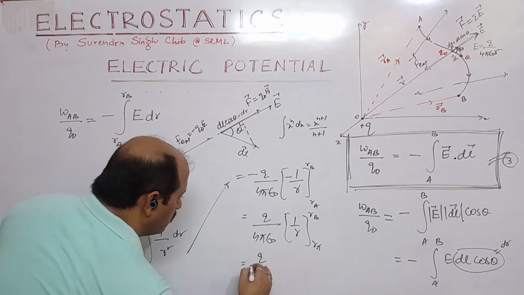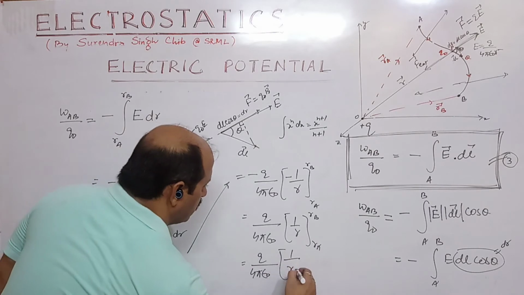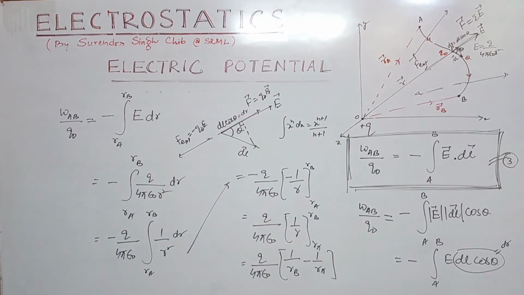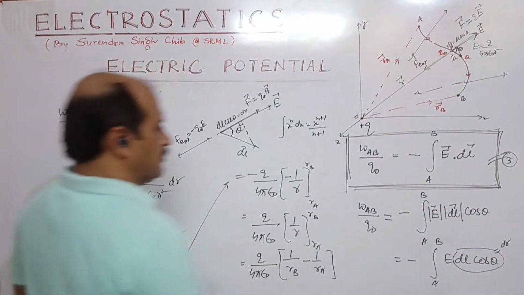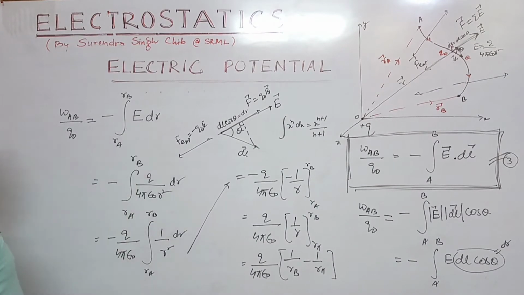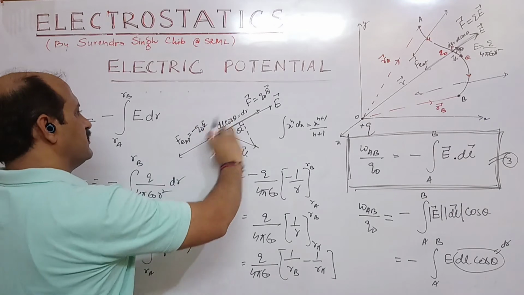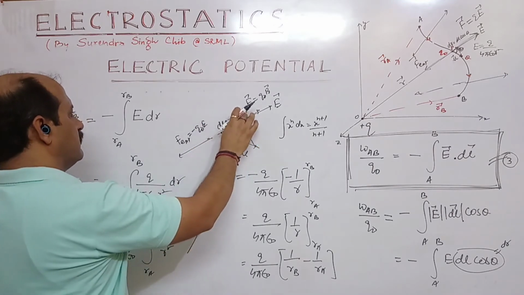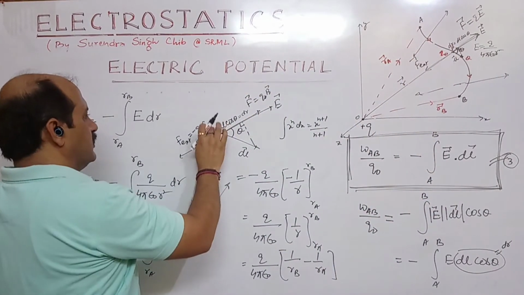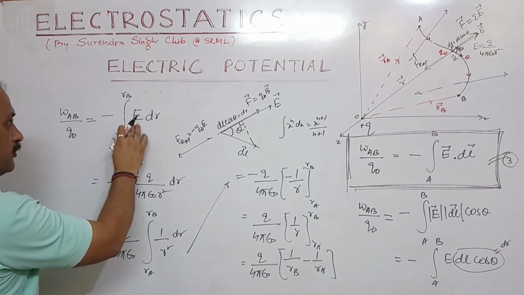Put the limits now. Q upon 4 pi epsilon naught, 1 upon RB minus 1 upon RA. Now see once again, what is dl cos theta? dl cos theta is dr. I have explained it. This is dl, this is theta. इसको इस तरह resolve करेंगे. This is dr. So dr, why is it called dr? Because it is along the radius vector. So dl cos theta is called dr. This is dr. It's not a vector, it's a scalar quantity now.